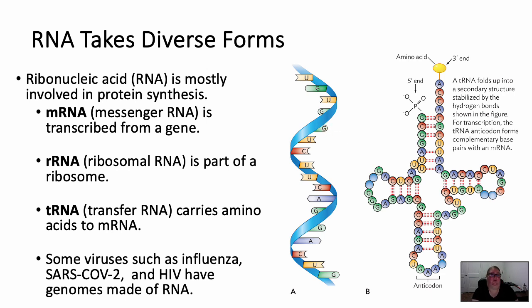There are quite a few different viruses, such as the influenza virus, SARS-CoV-2, so the COVID virus, and HIV, that have RNA genomes. Because remember, this is something that's different, that viruses can have either an RNA or DNA genome.